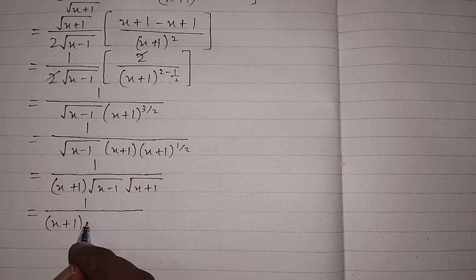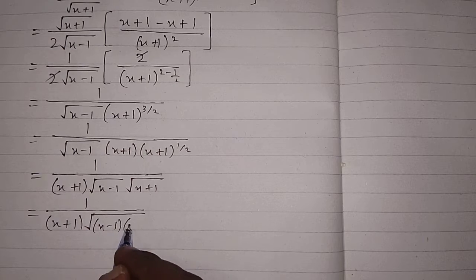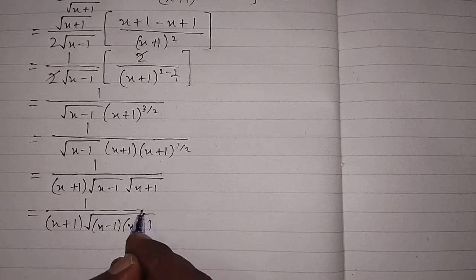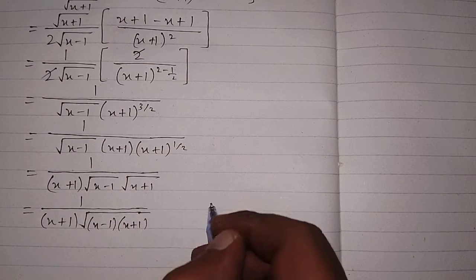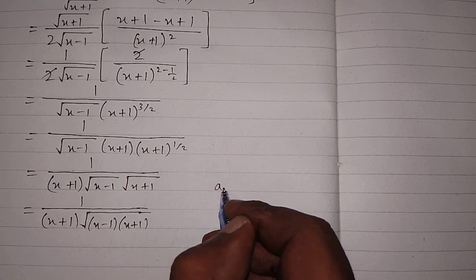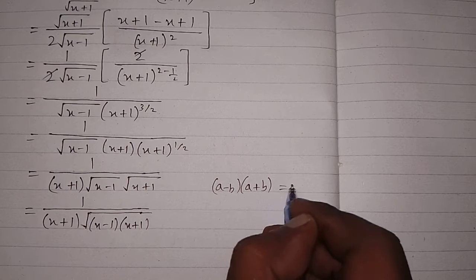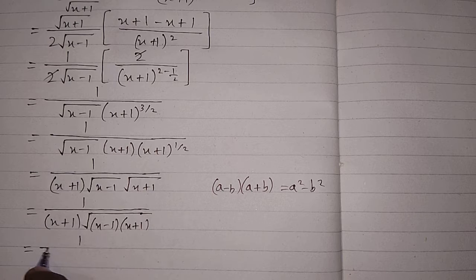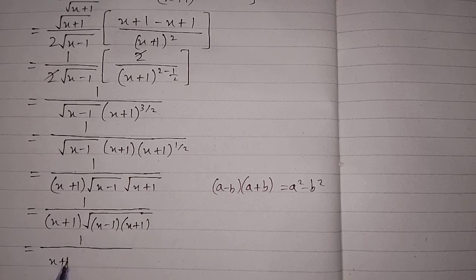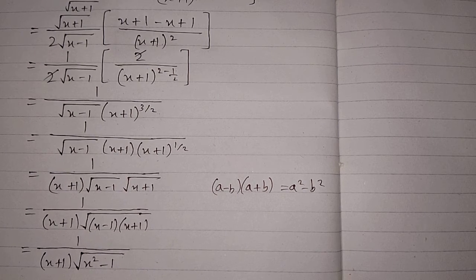Now we have 1 upon (x plus 1) multiply by square root of (x minus 1) multiply by (x plus 1), and here we can apply the formula (a minus b) multiply by (a plus b) is equal to a square minus b square. So we have 1 upon (x plus 1) square root of (x square minus 1), and this is the required answer.